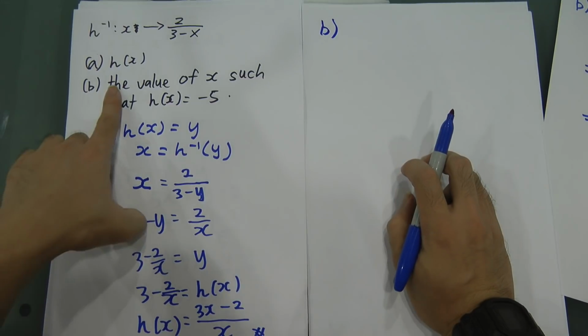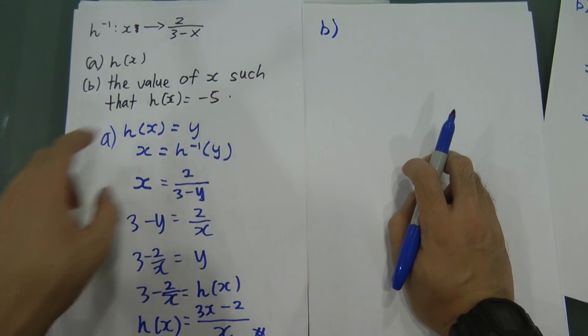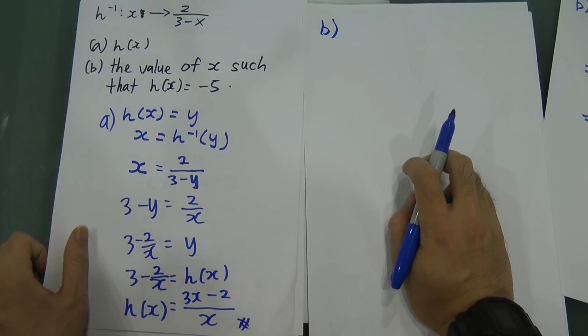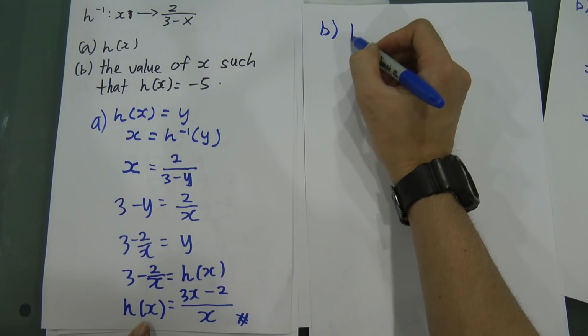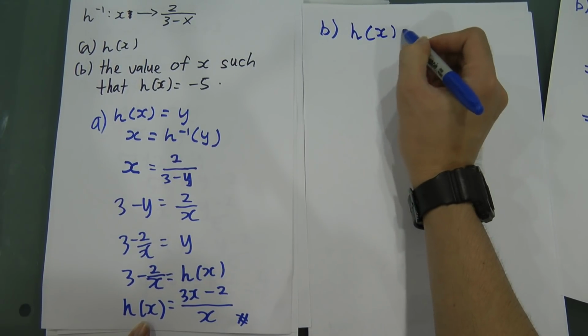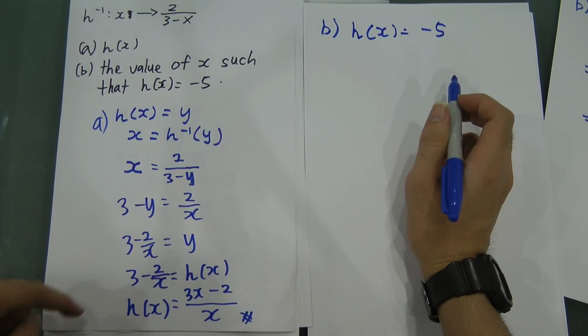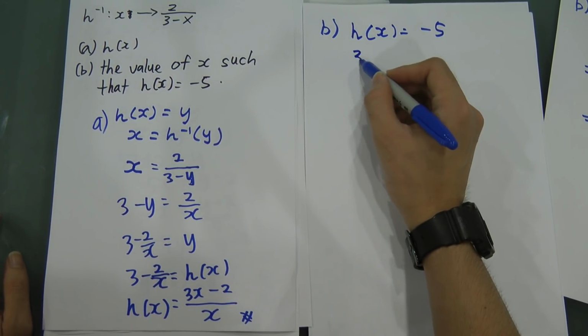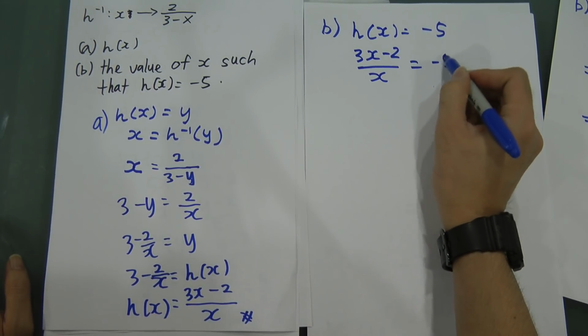Okay, so now we come back to part B. He say, find the values of x such that h(x) will equal to negative 5. Mean the whole thing here will equal to negative 5. Because h(x) equal to negative 5. So I just write one more time. h(x) will equal to negative 5. So this one is h(x). So I just substitute this one in. So (3x minus 2) over x will equal to negative 5.